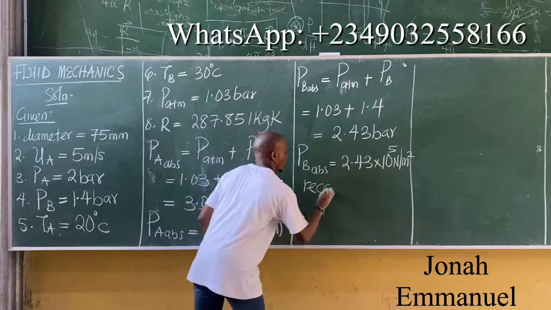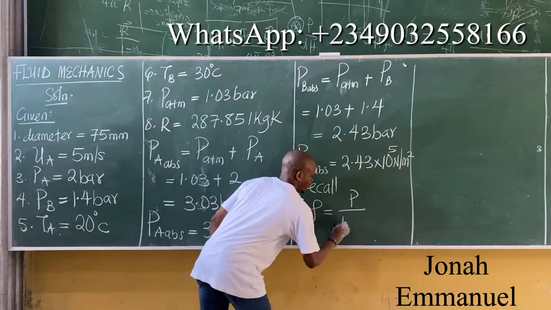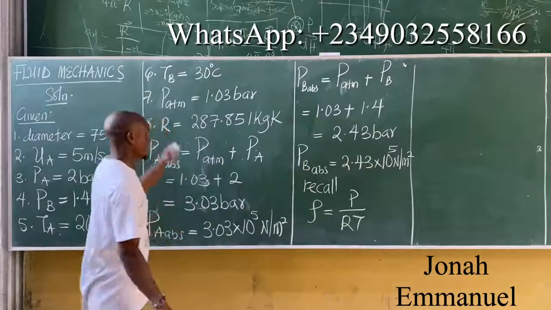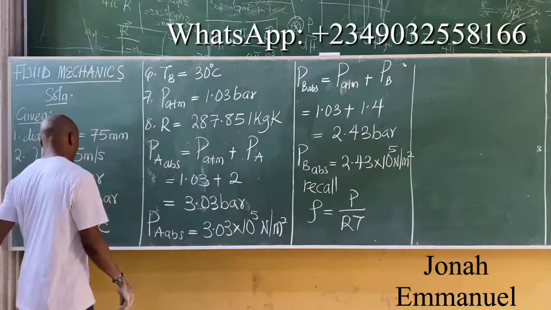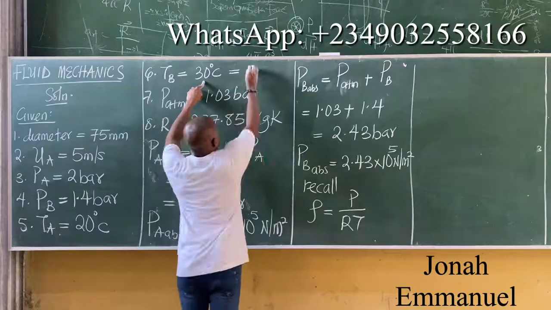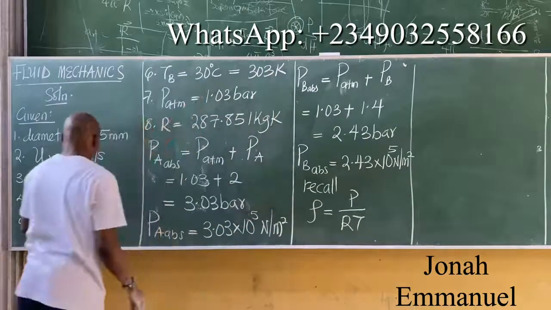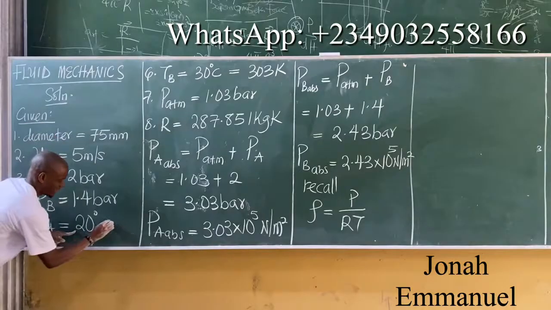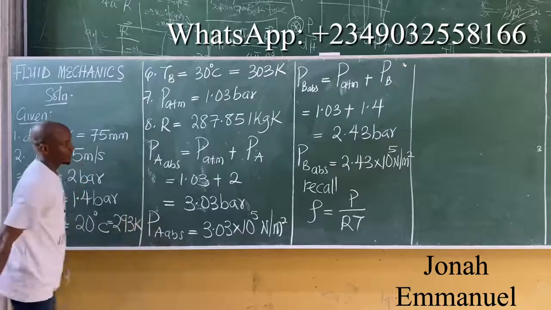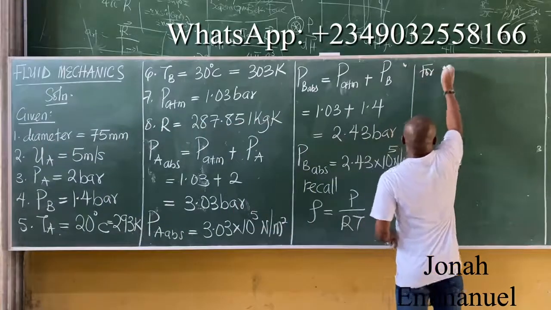Recall that mass density is equal to pressure all over RT. Reminds me, you have to convert T. T is in degrees Celsius, so do your conversion. Add 273. What do I get here? 303 Kelvin. Then for the other one, add 273. What do you get here? 293 Kelvin.